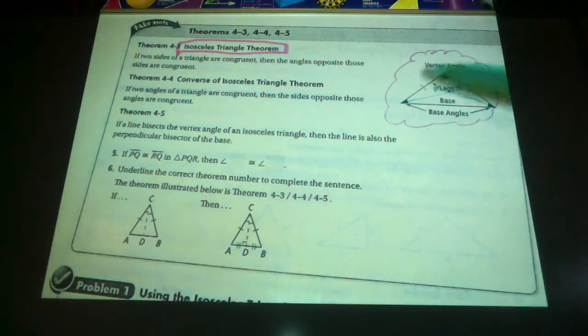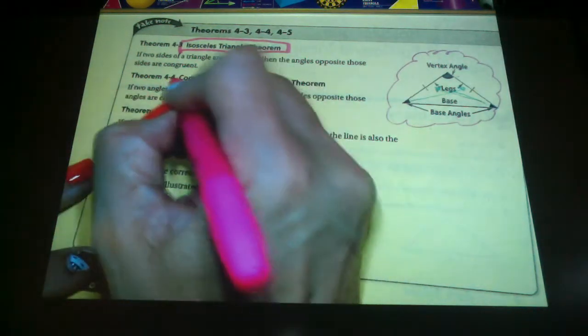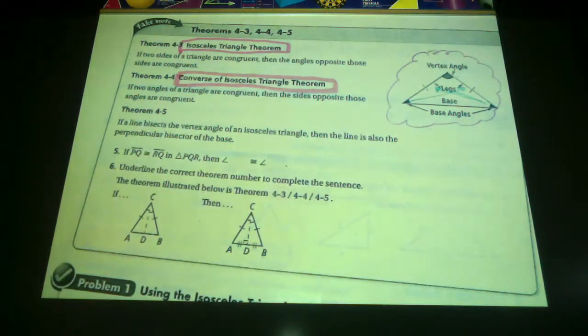So anytime you're told that you've got two sides in a triangle that are congruent, then, based upon this theorem, you can immediately conclude that the angles are congruent as well, or vice versa. So this is your converse of the isosceles triangle theorem. I typically only recall one of them. It depends on what you've been given.